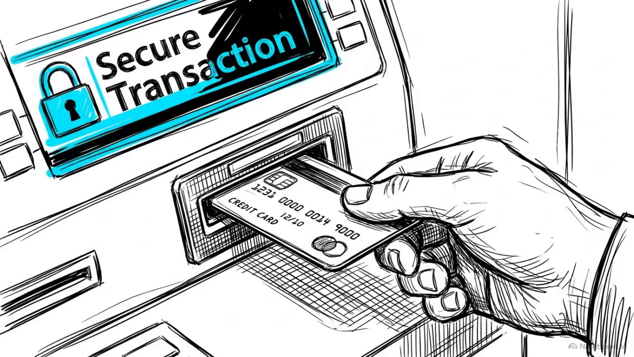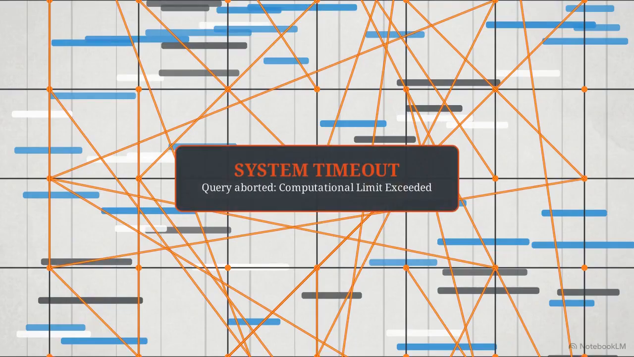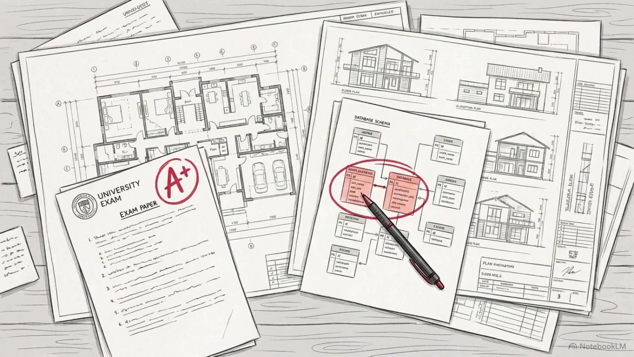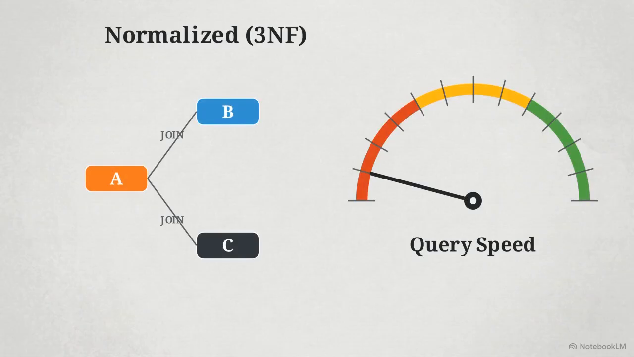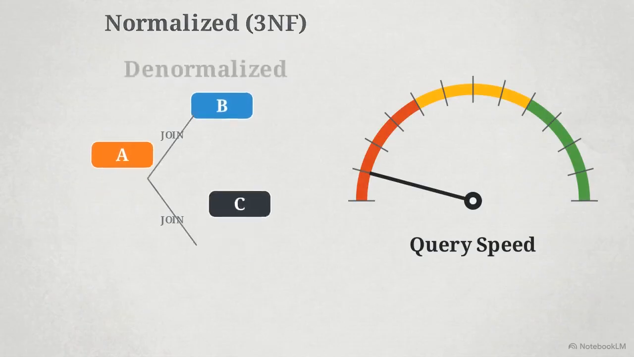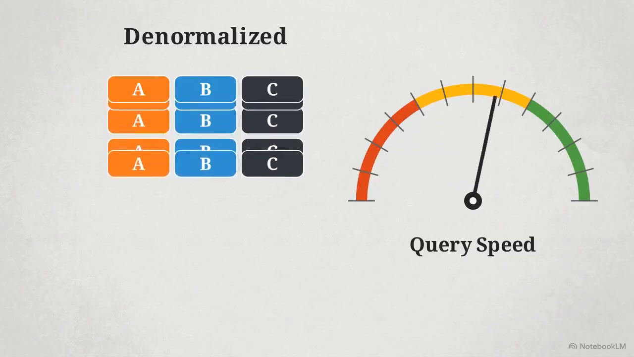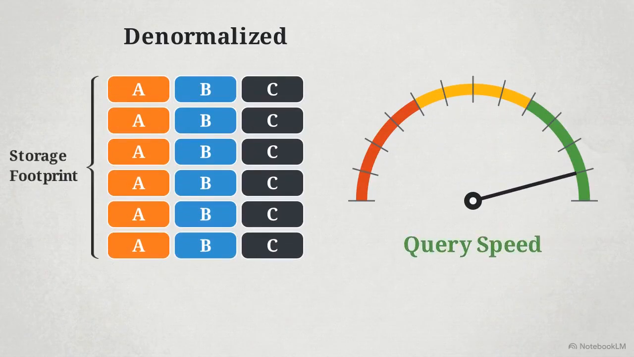The design rules that prevent data corruption during an ATM withdrawal will actively grind a million-row analytical query to a halt. To score full marks on this architecture, a student has to recognize exactly where the standard rules of relational design stop being an asset and start becoming a bottleneck. Solving this requires a specific shift in strategy, introducing deliberate, calculated data redundancy to prioritize read speed over storage efficiency.